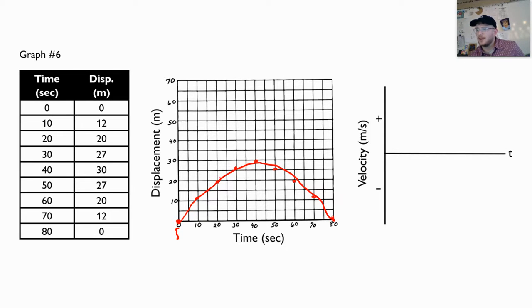Well, if it's curving like this, and the slope is getting flatter and flatter and flatter, what does that mean is happening to its speed? Well, if it's curving like this, from here to about here, it's slowing down, okay? It's moving forward, but it's slowing down.